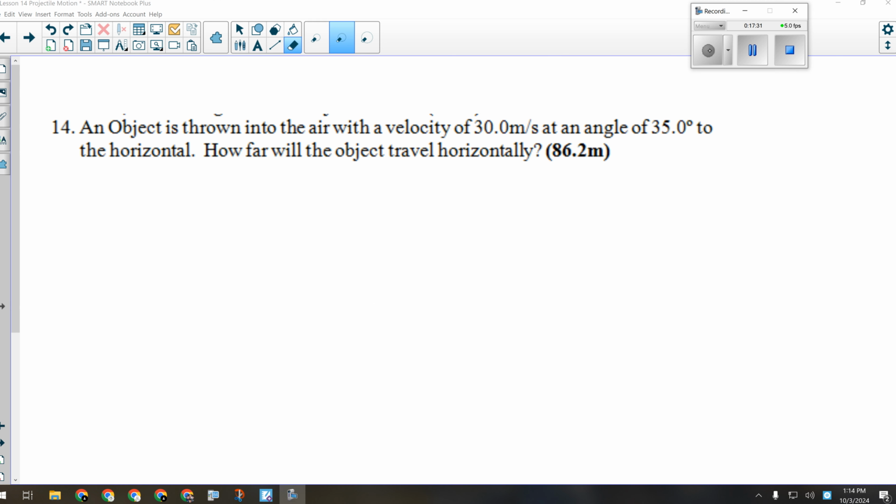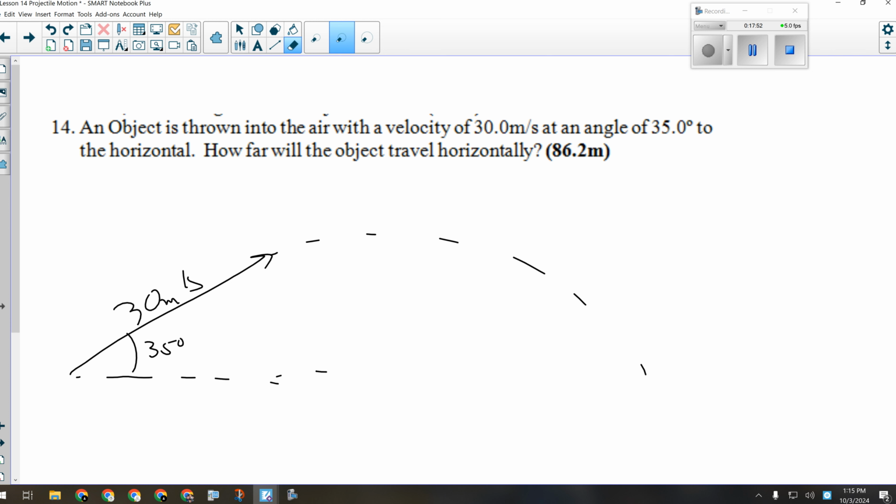Let's have a look at 14 here. Okay, so in 14 we have the object thrown into the air at 30 meters per second, 35 degrees to the horizontal. So they actually give us both the magnitude and the direction for that projected velocity. This one's a pretty basic, standard projected at an angle projectile motion problem.